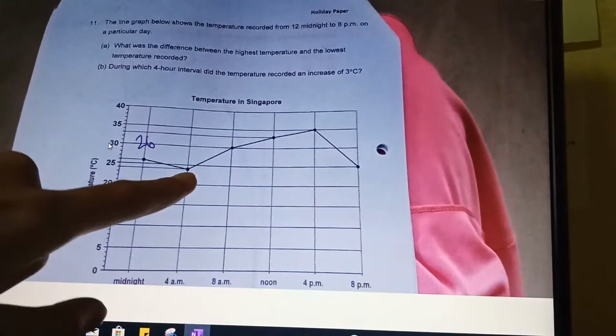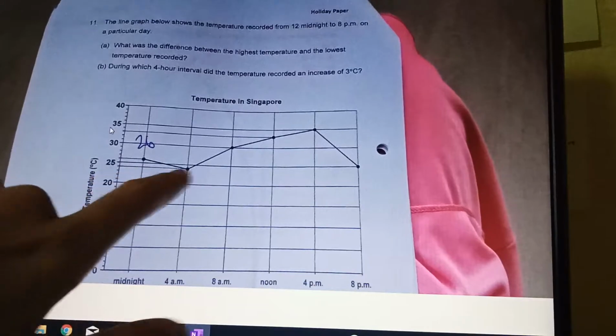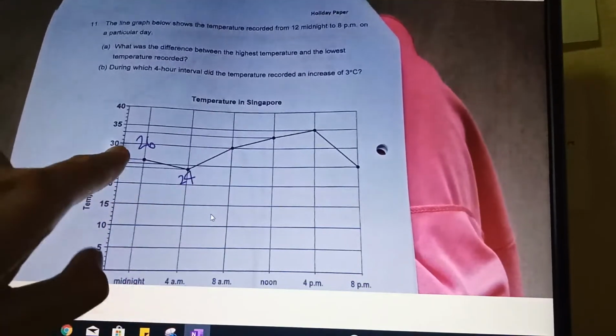So at 4 a.m., what's the temperature at 4 a.m.? 21, 22, 23, 24, 25. And then when you draw a line, it hits 24. So the temperature at 4 a.m. is 24 degrees. The temperature at 8 a.m. is 30.